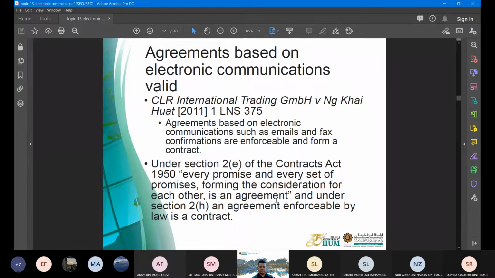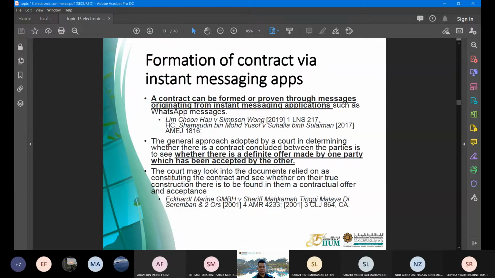Okay, agreements which are based on electronic communications are valid agreements. Example here is the case of CLR International. Agreements based on electronic communications such as emails and fax are enforceable and they form a contract. This is also in line with Section 2E of the Contracts Act. Of course, if we refer to the E-Commerce Act, this is further supported by the E-Commerce Act.